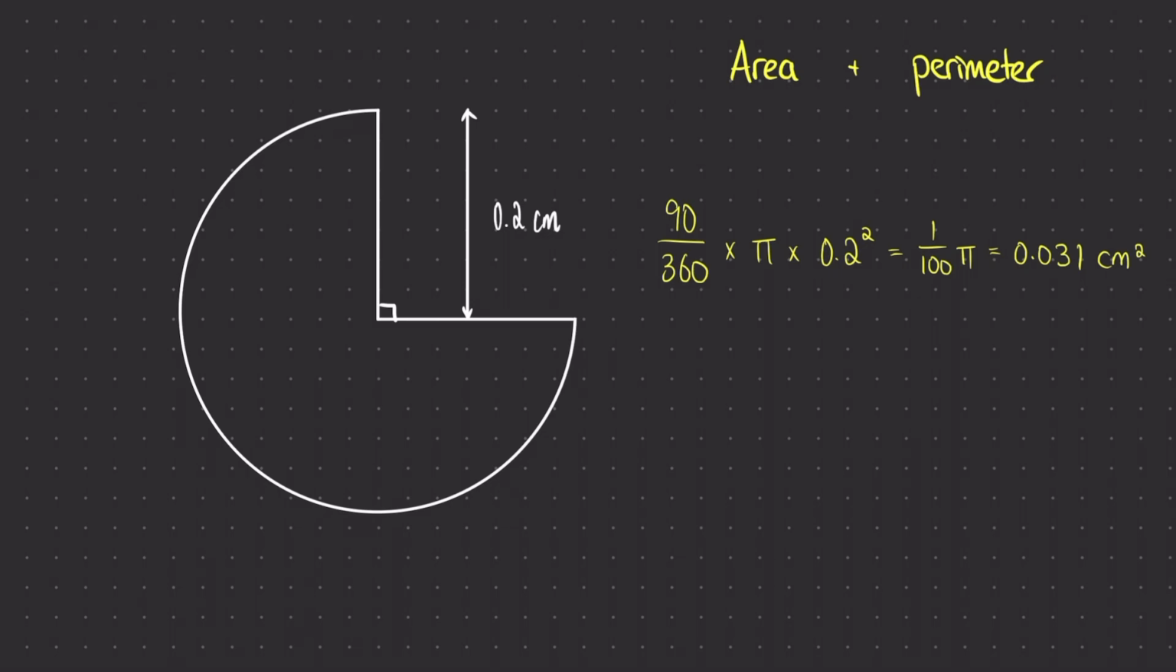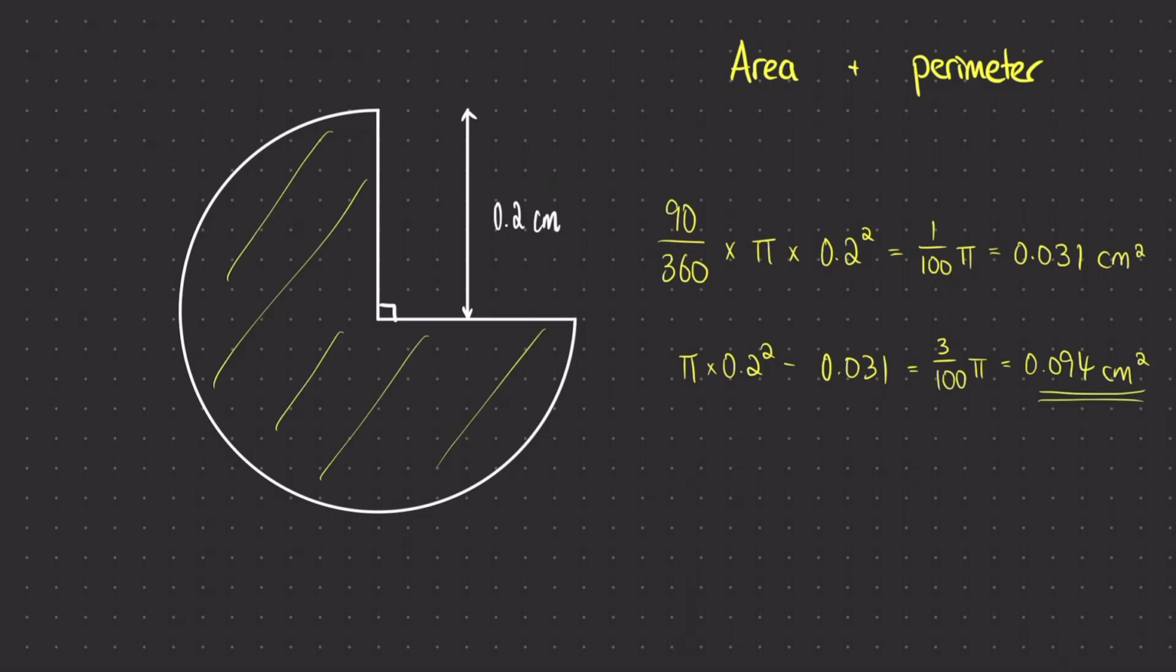So now we've worked out the section of the circle that's missing, we've got to subtract that away from the full thing. So we're going to do pi times 0.2 squared minus our answer, or 0.031. And we're going to find that that is 3 over 100 pi, and if we write that as a decimal, it's 0.094 centimeters squared. And so this answer, 0.094, is the area of the shaded section on the left-hand side. Now, of course, we could have just done the full circle's area times by 3/4. Okay, so well done if you saw that.